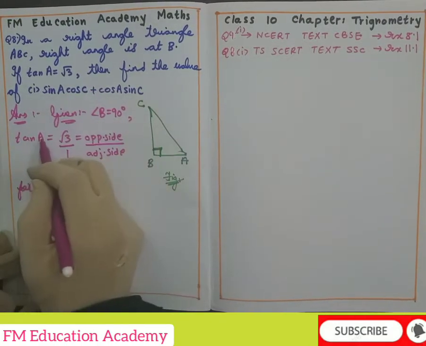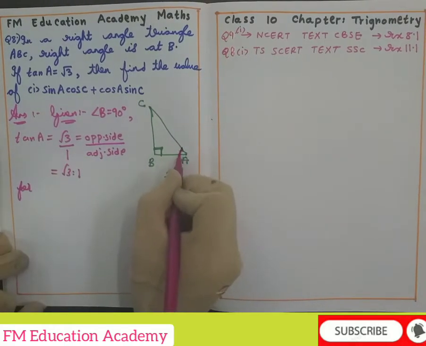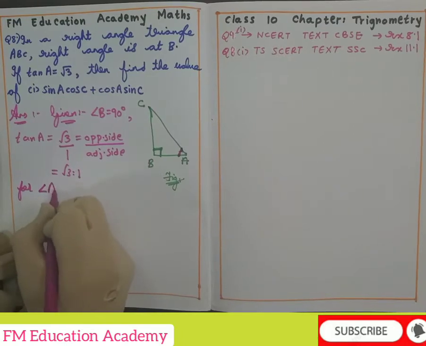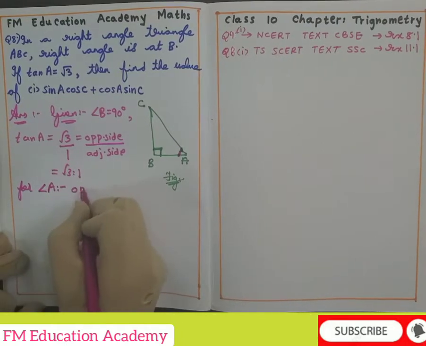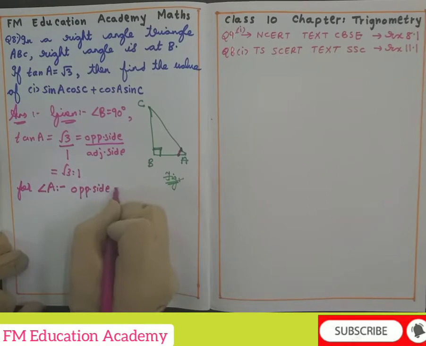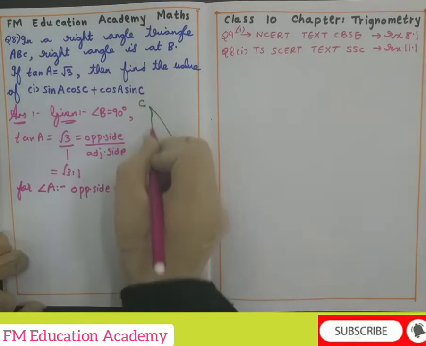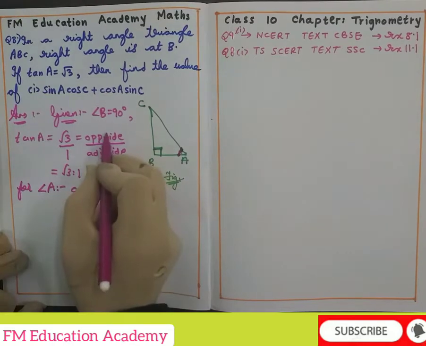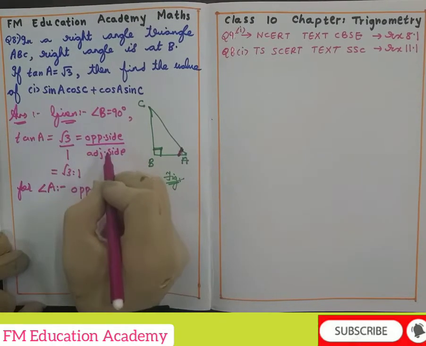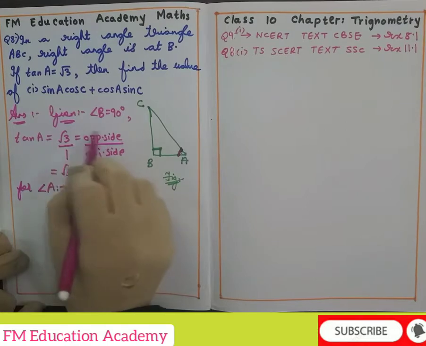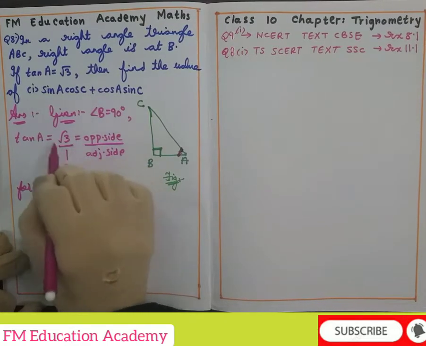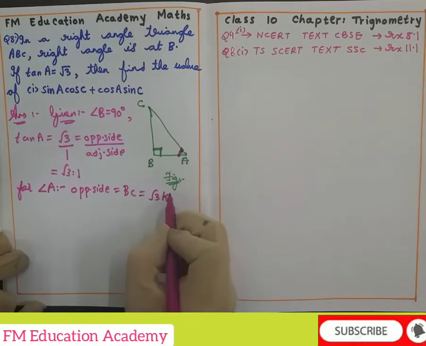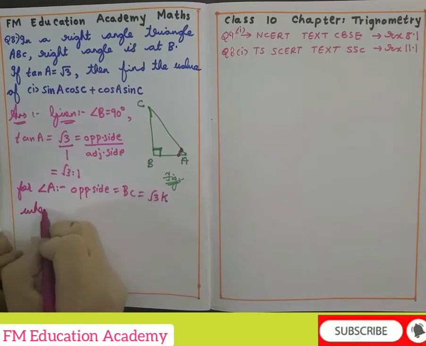It is given tan A. Tan A means my angle here is A. So with respect to A, I have to see the trigonometric ratio. So for angle A, what is my opposite side? If I see from here, for angle A, the opposite side is BC. So opposite side BC will be equal to, here opposite side by adjacent side is root 3 by 1, but I need the opposite side. In order to write the opposite side, we can write it as root 3 into k, that is equal to root 3k, where k we are assuming as any number.